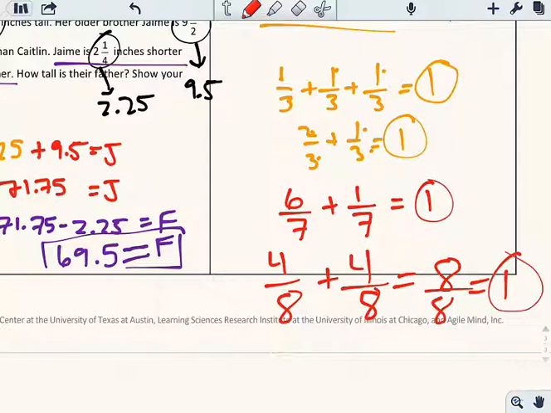Okay, so any of these fraction combos would work. Point being, if you get the numbers added on the top to be the total, same as the bottom, you have the whole.